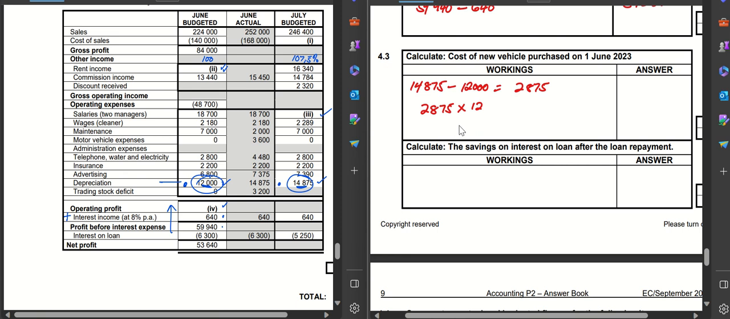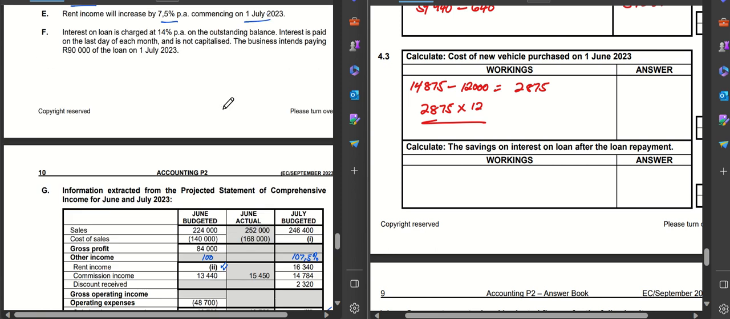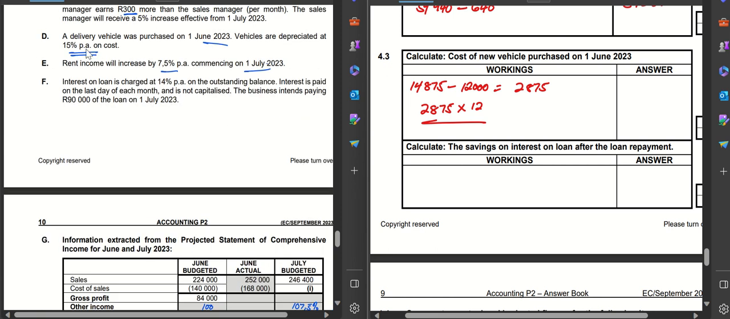All right, so you take that depreciation, you multiply by 12, and then you divide it by the depreciation rate, and the depreciation rate is 15%, which is 0.15. That will give you your cost of the new vehicle, which is 230,000. Here I just tried to summarize the calculation. So I just took the depreciation, multiplied by 12, divided by the depreciation rate. That is what I simply did here.